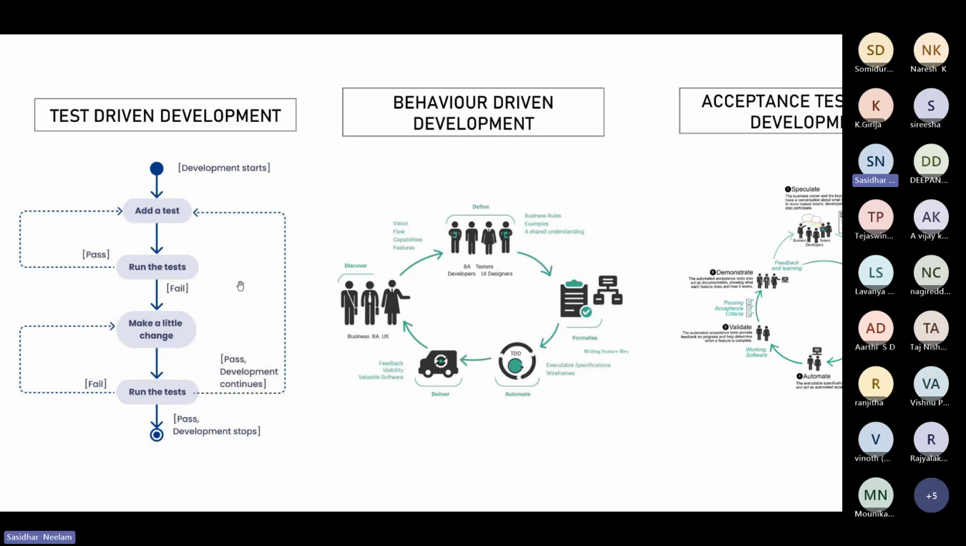So here they will write unit tests, and they develop the application after writing the test cases. If the test cases fail, then they will correct their code. If it passes, then they will move to the next functionality. This is what happens in TDD. So now we come to behavior-driven development.